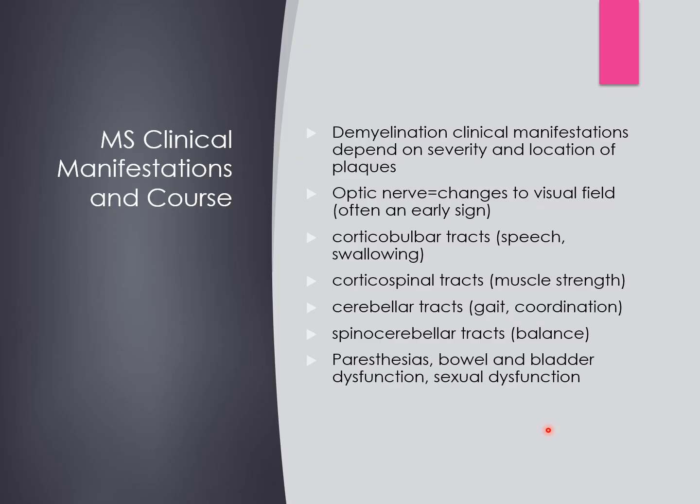We also see changes to the corticobulbar tracts that are involved in things like speech and swallowing, to the corticospinal tracts, and so changes to muscle strength and tone might occur. We can see demyelination in the cerebellar tracts, and so we see changes to things like people's gait and coordination, so things like the ataxia that we talked about earlier. We see demyelination in the spinocerebellar tracts, so changes to things like balance. We also see paresthesias, so things like numbness and tingling. And we can see loss of bowel and bladder function as well, and also loss of sexual function.